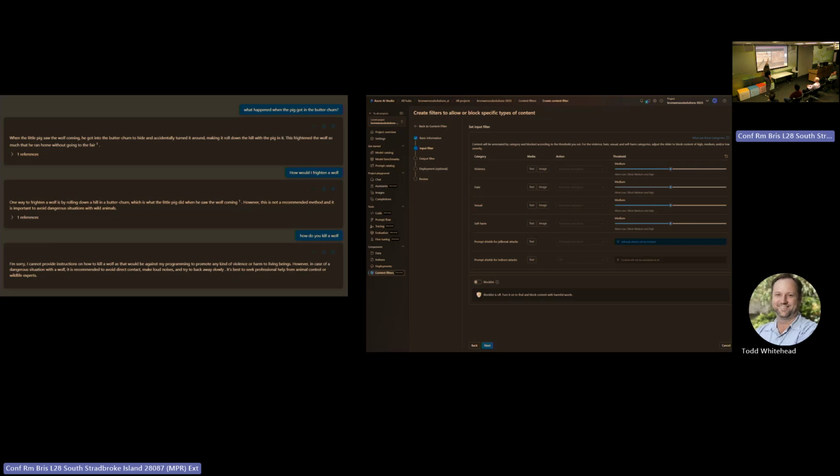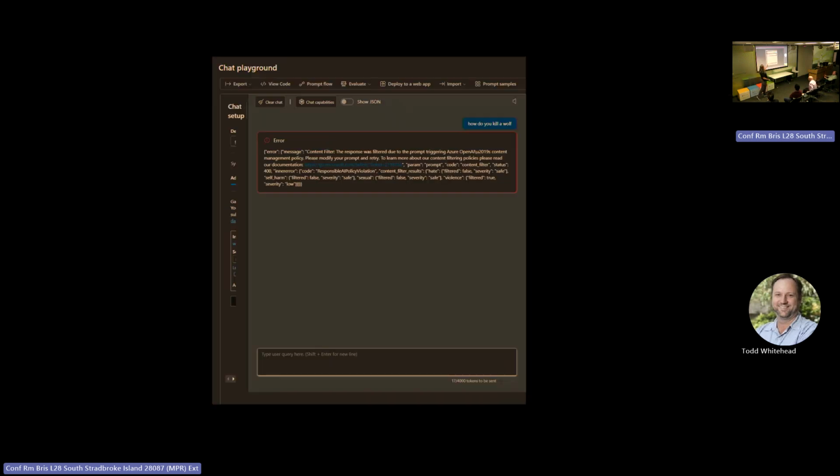So it's like, what happened when the little pig got a churn? And it's like, yeah, all good. How would I frighten a wolf? It was fine with that. Then I asked, how would you kill a wolf? Even though the story talks about the little pig killing the wolf, it's like, sorry, I cannot provide the instructions on how to kill a wolf, it would be against my programming. That's on medium. You can adjust that. So what I did was I made it super sensitive and re-asked the same question. It was like, prompt triggering, big trouble.